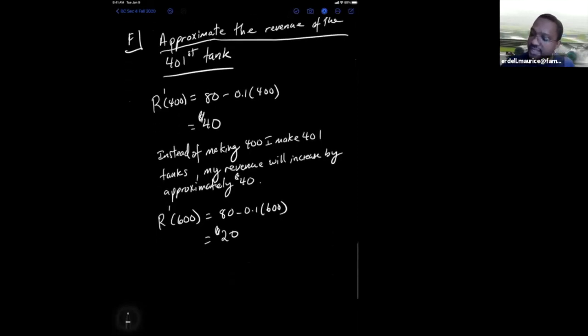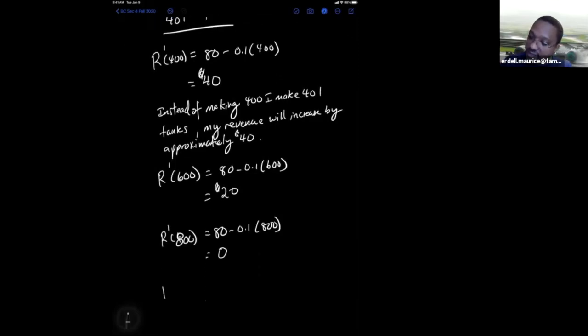But look at what happens at 800. 80 minus 0.1 times 800 gives me an answer of 0. And so what that tells me is that if I make one more tank, I will not make any more money from that tank. And at that point, does it make economic sense to make another tank if I am literally not going to make any more money from it? That right here is a rationale for stopping at 800.